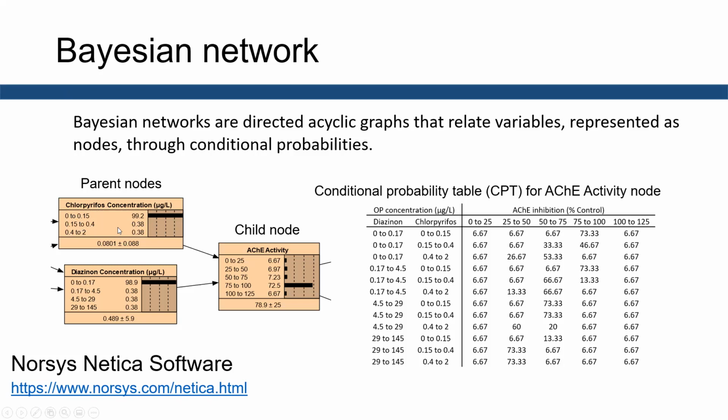And on these nodes, there are these different lines here, and these are the different states. There can be continuous states like this one, which is chlorpyrifos concentration. This is a continuous variable that's broken up into intervals, and those are the different states. On the right side is the probability of this node being in that state. So this is telling us that there's a 99.2% probability that the chlorpyrifos concentration is between 0 and 0.15.